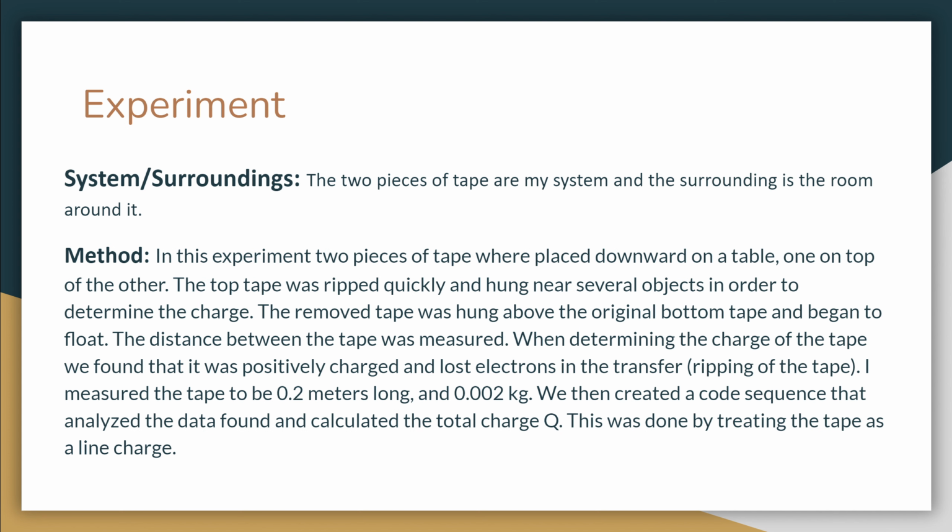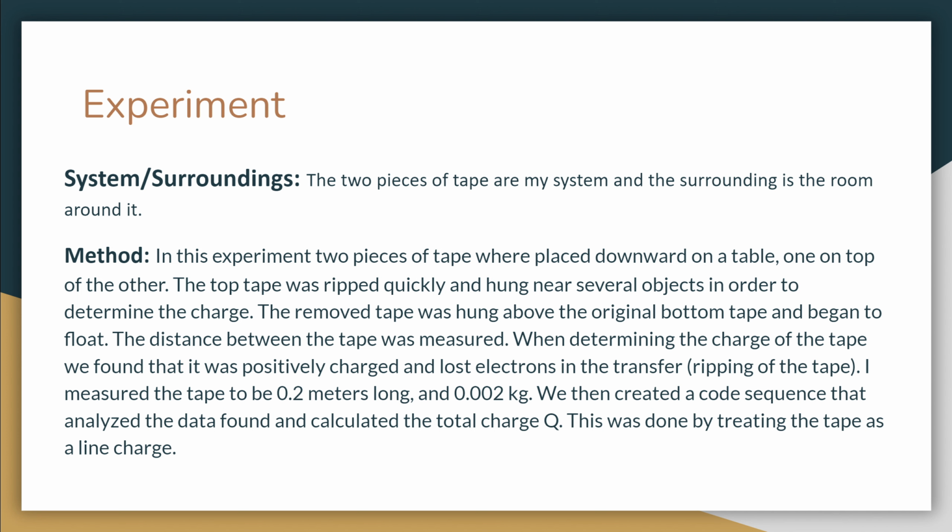The two pieces of tape are my system, and my surroundings are the room around it. In this experiment, two pieces of tape were placed downward on a table, one on top of the other. The tape was ripped quickly and hung near several objects in order to determine the charge. The removed tape was hung above the original bottom tape and began to float. The distance between the tapes was measured. When determining the charge of the tape, we found that it was positively charged and lost electrons in the transfer, the ripping of the tape. I measured the tape to be 0.2 meters long and 0.02 kilograms.